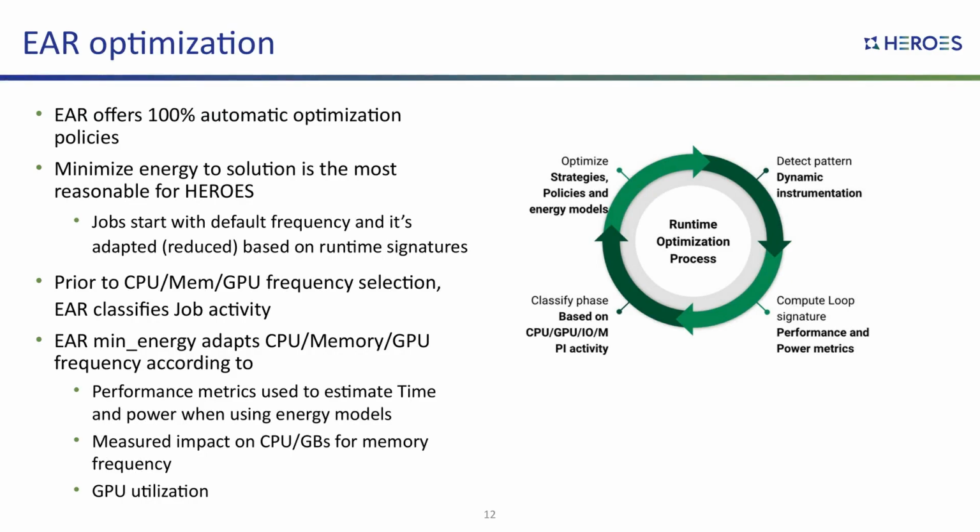In contexts where EAR can optimize energy, we can select one of the default policies. The best one for HEROES is minimize energy to solution. Energy optimization is divided into stages. First, EAR classifies job activity, and second, for computational phases, it applies energy models and energy policies. Energy policies select CPU, memory, and GPU frequencies. Next slide will show an example with a memory-bound application.